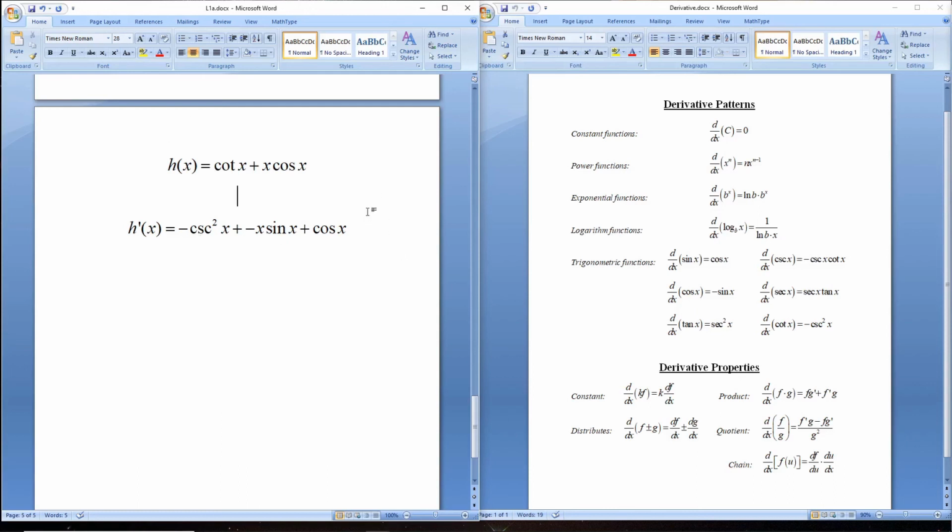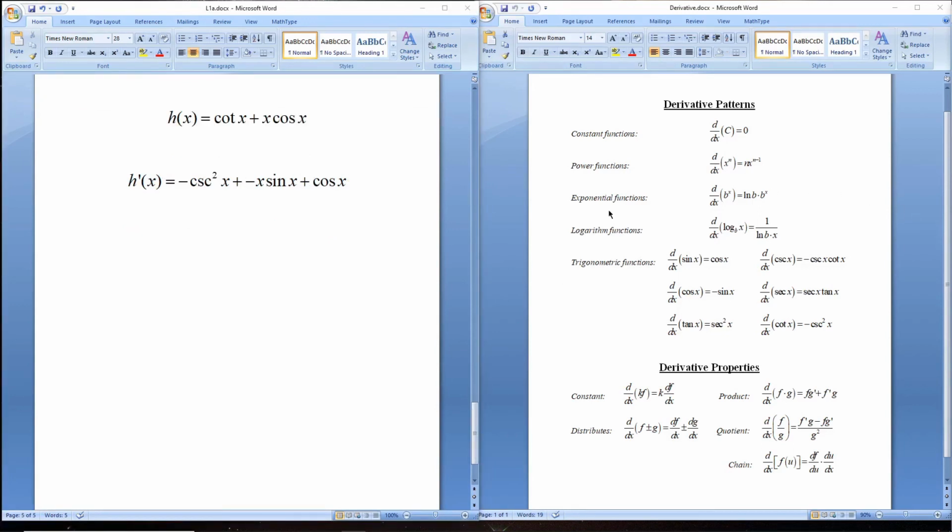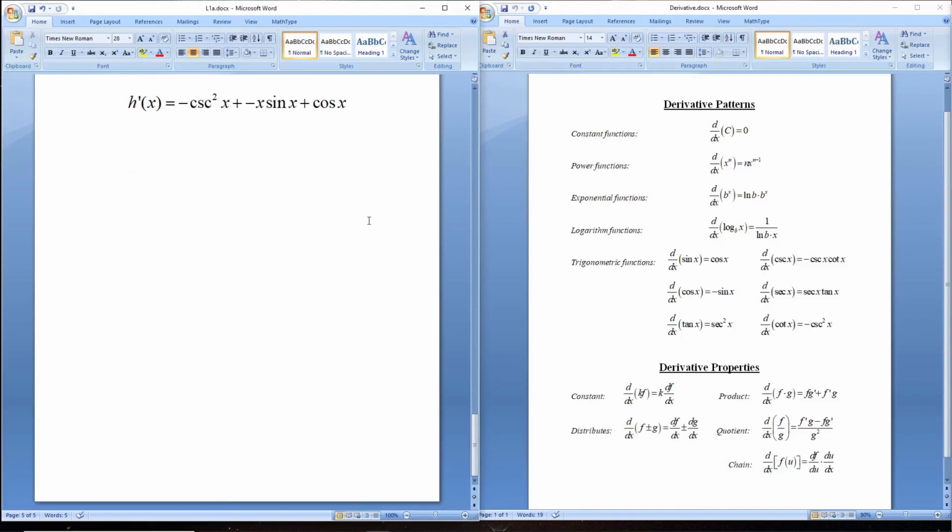And the purpose of this one that I wanted to show you is that this was an example of having just a straight derivative pattern plus a product rule. So this information can come in all shapes and sizes. So let's check out another one.